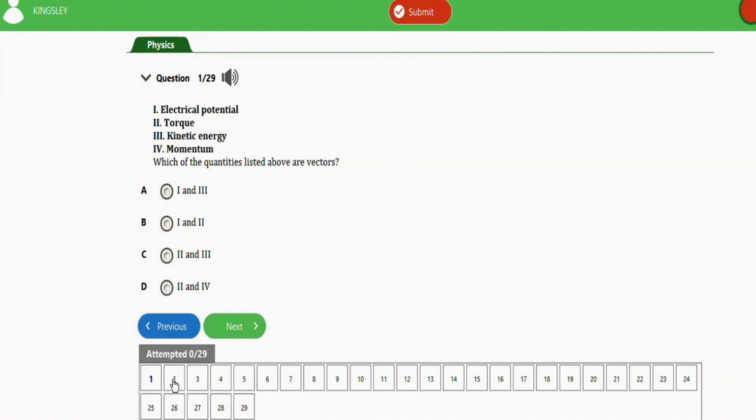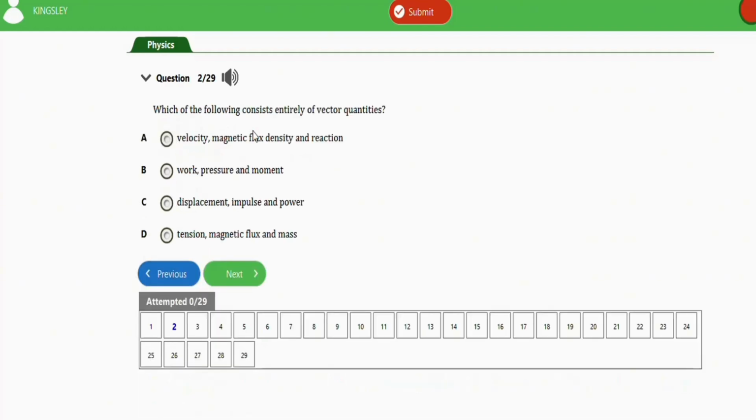The next repeated question will be this one. It says, which of the following consists entirely of vector quantities? So we have velocity, magnetic flux density, and reaction. We have option B, work, pressure, and moment. We have displacement, impulse, and power. Power is not a vector quantity. We have tension, magnetic flux, and mass, which is not a vector quantity. So the correct option here is option A, which is velocity, magnetic flux density, and reaction. So that's the right option to this question.